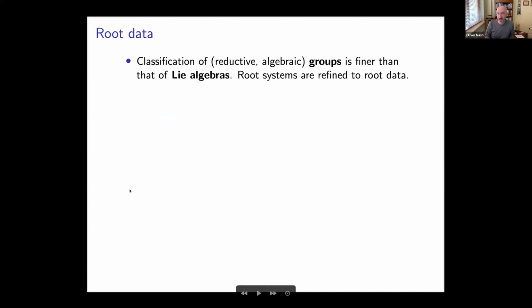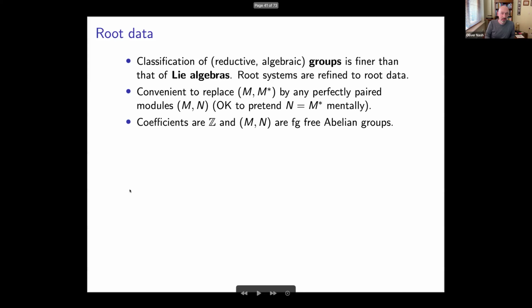Okay, I'm also going in the direction of root data. So, what are root data? They arise when you try to do the classification of groups rather than the algebras. There are some conventional choices that are made that don't matter too much for us. But the important thing is we're now working over the integers. And so instead of M being a vector space, M is now just some finitely generated free abelian group. There's also N. You can just think of N as M star.